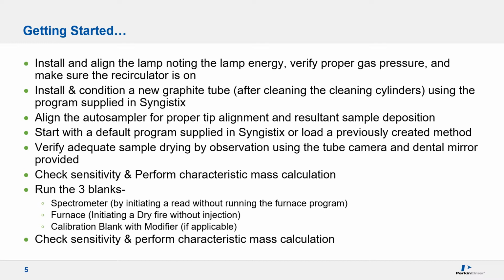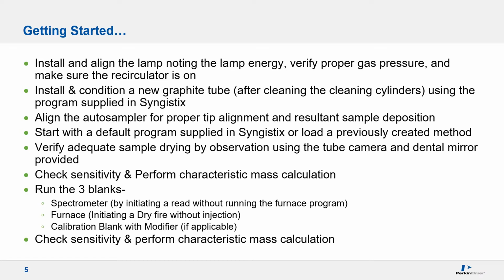Properly conditioning a new graphite tube with the provided software program to seal the pyrolytic coating and ensure expected tube performance. Aligning the autosampler tip to verify proper sample delivery without touching the tube platform or seeing splattering. And verify sample drying using the tube camera and dental mirror during the initial steps of the furnace program. There are a number of undesirable effects associated with poor drying, such as degraded tube life, poor precision, loss of sensitivity, and compromised data quality.